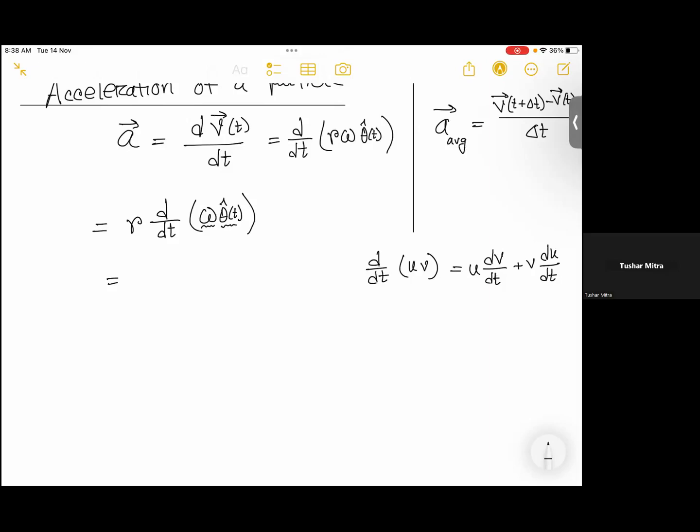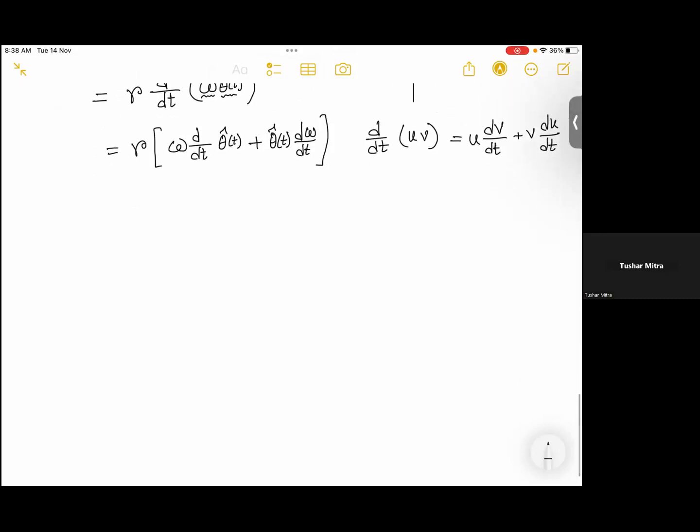Right? So for example, in this particular case, you have r and it's omega into theta hat of t. So first of all, you can take this omega outside and you can differentiate just theta hat, and then you can take theta hat outside and you can just differentiate omega. That will be the differentiation of this function. Okay. Now we'll do this here. I'll write the last equation to the left part. So first of all, you have to differentiate theta hat.